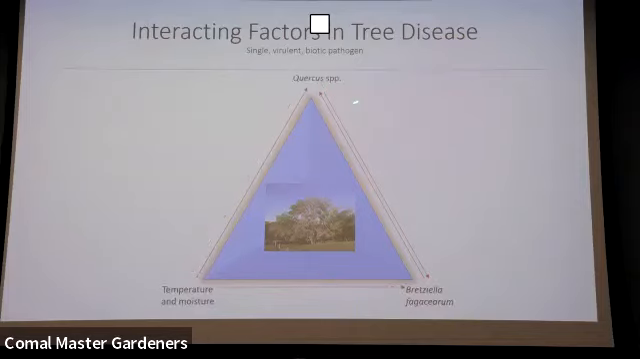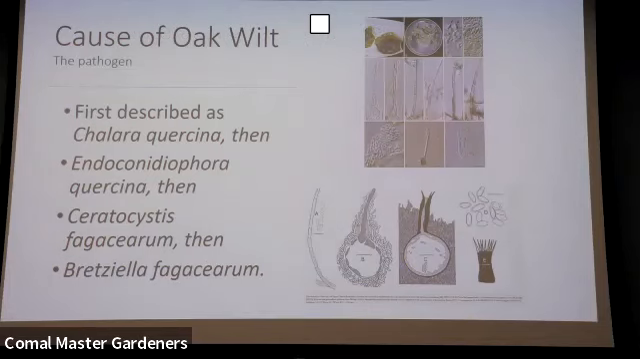So in our case, we've got Bretziella fagacearum. This is the name of the fungus. We're going to talk about that. We've got the Quercus species. We're going to talk about that. And we're going to talk about the influence of temperature and moisture on the disease. So let's take a look at the fungus first.